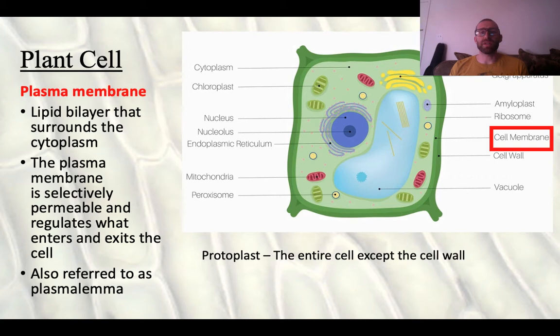Now, we will hear a term a little bit later called protoplast, and that essentially is the entire cell except the cell wall. So the protoplast is the plasma membrane, cell membrane, and everything interior, and it doesn't include that cell wall. Why that's important is later on when we're looking at tissues, there are certain tissues where the cells form and then the protoplast dies. So all you're left with is a cell wall. So when I talk about the protoplast dying, what I mean is essentially the entire cell except that cell wall. Okay, plasma membrane.